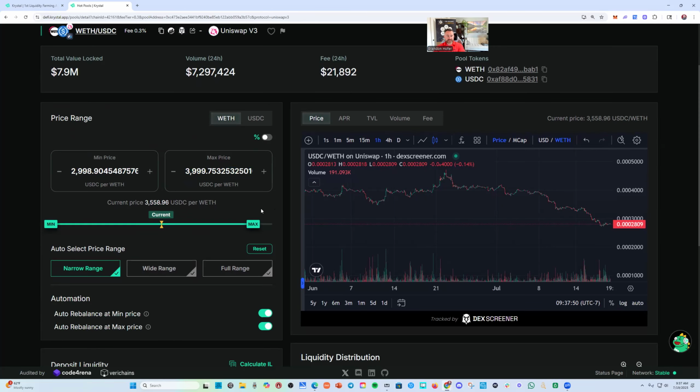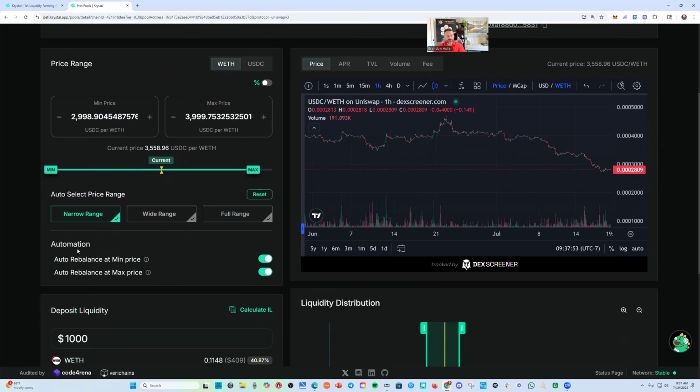Now what I want to do is check my automation settings here, because often by default it will automatically toggle on automations, auto rebalance at minimum and maximum. Again, don't do that yet. Automations are meant to automate a process that you already know how to do manually. If you're not well equipped to do it manually, you should not be doing it automatically. All right, so I'm going to toggle these off.